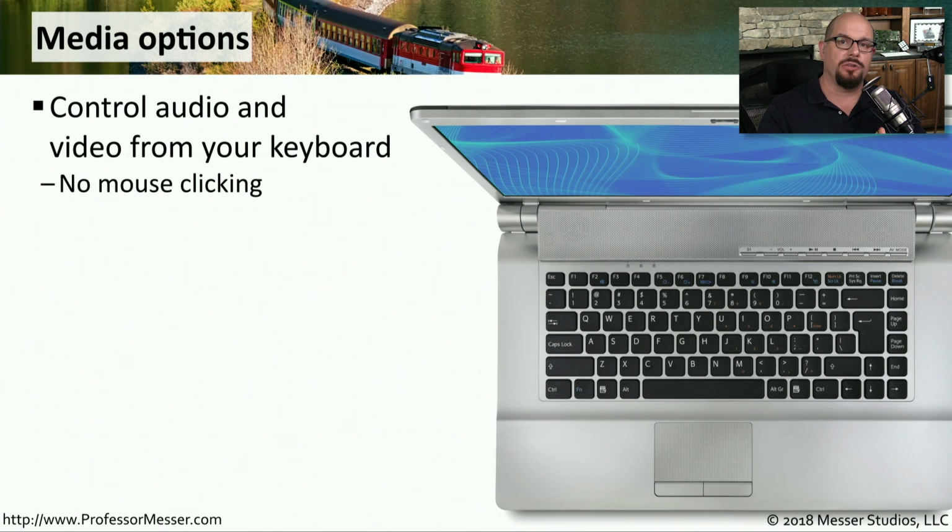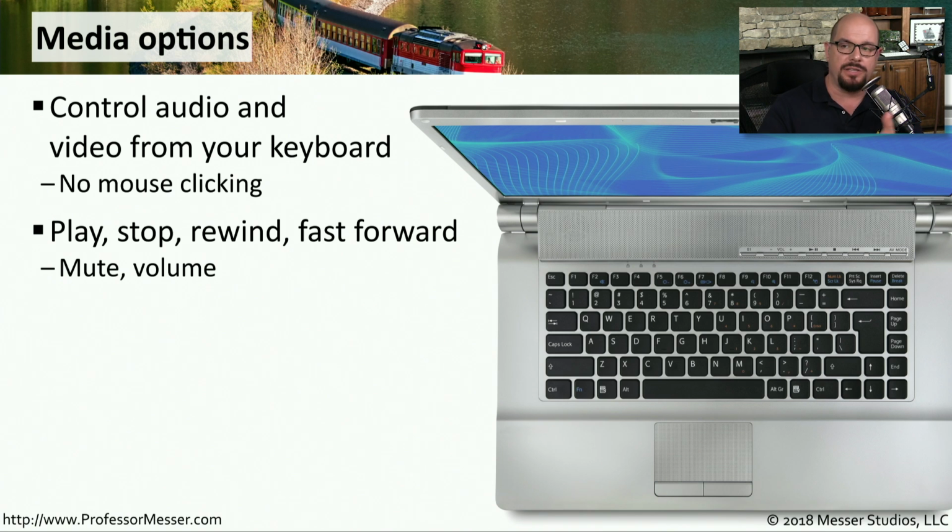Some laptops might include a number of different media options on the keyboard itself. These are specialized keys that allow us to control the audio and the video that might be playing on our laptop. We can play, stop, rewind, fast forward. There might be mute buttons or volume buttons that we can choose, all by pressing those specialized keys instead of hunting around the screen with your mouse to try to find exactly what section of the screen you should be clicking on.